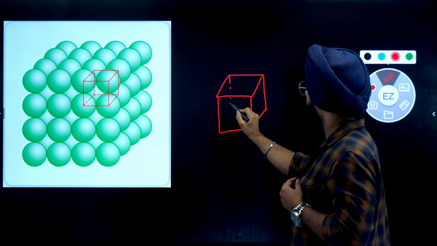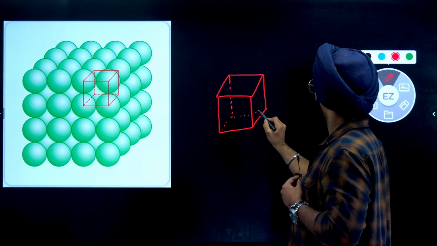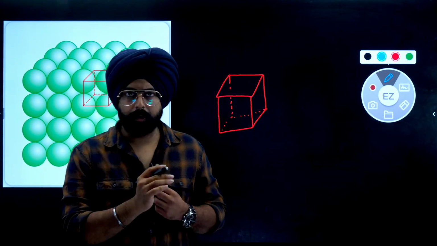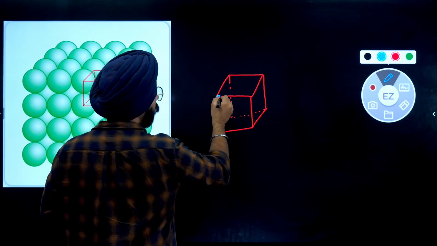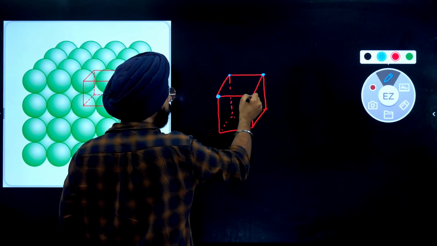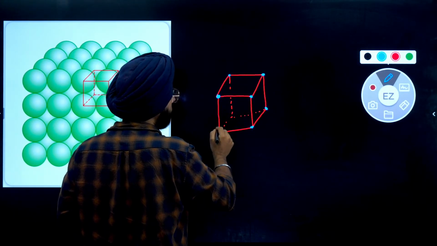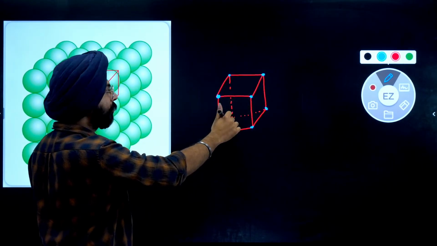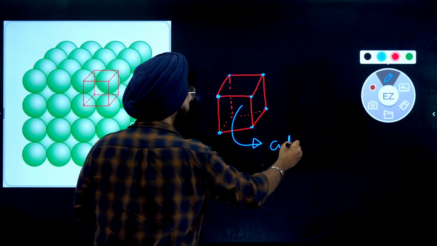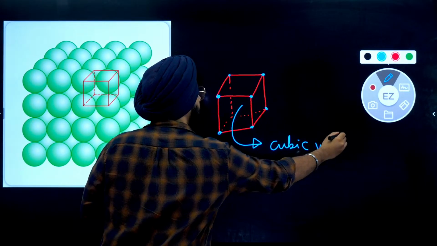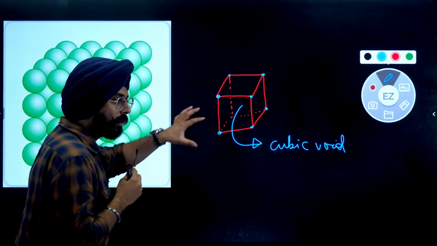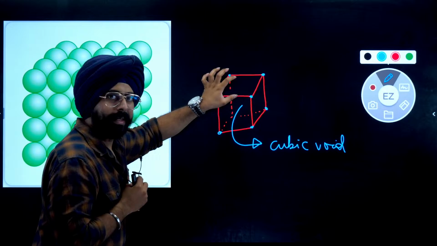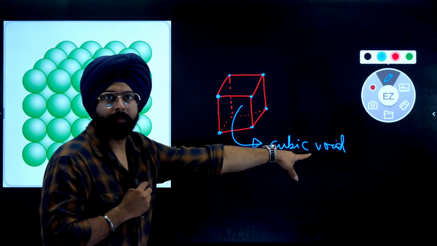Something like this is going on. Badhiya. And now, my dear friends, what is happening in this particular unit cell is all corners are occupied, simple cubic. So basically the space that is there in the center of this cube, this is known as a cubic void. The empty space in the center of this cube, all the corners are occupied, so the center will be empty, right?